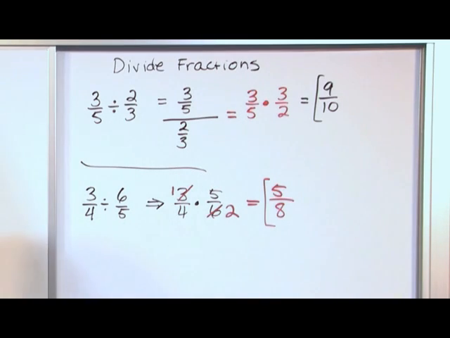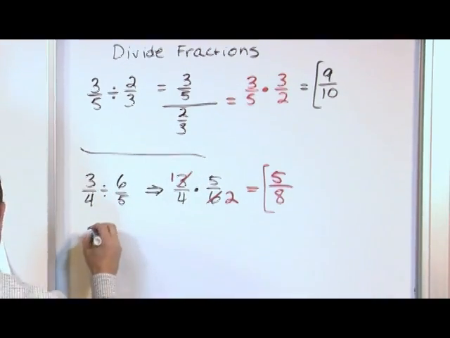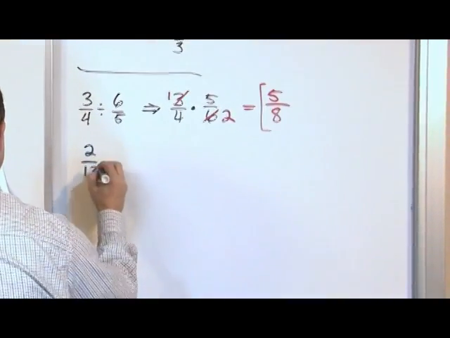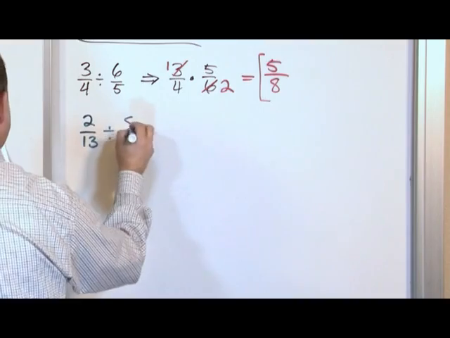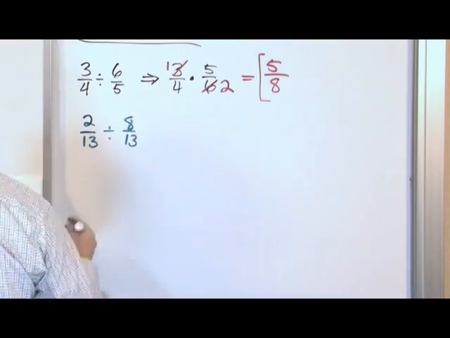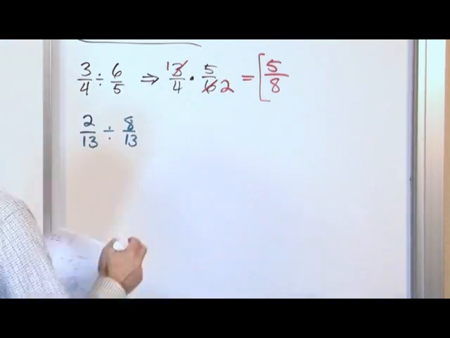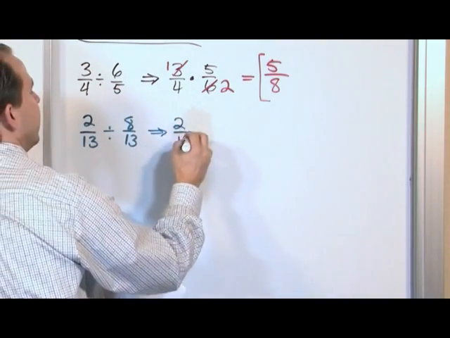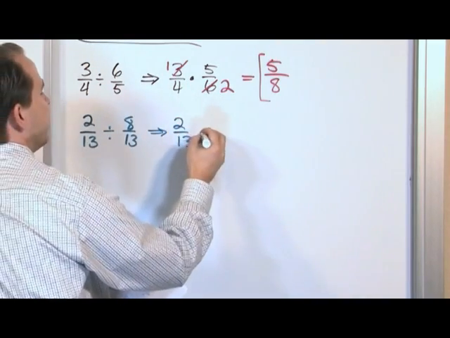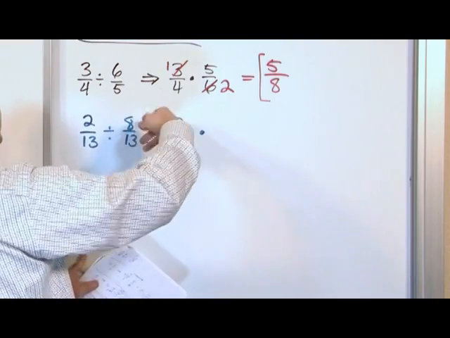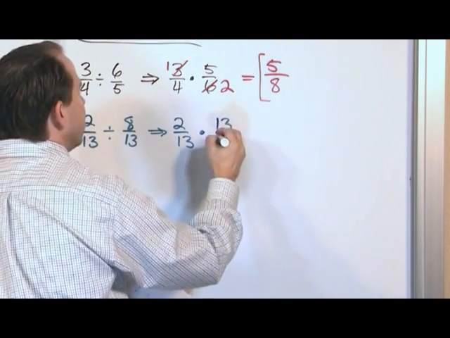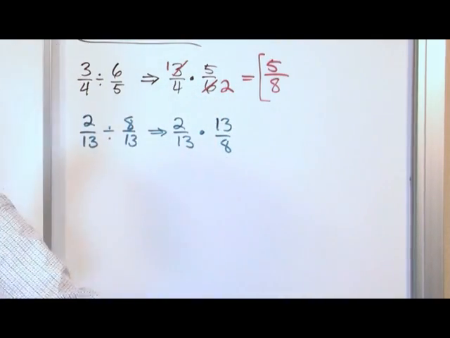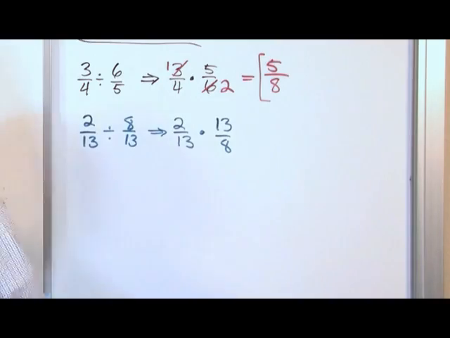Okay, next problem, change colors a little bit here. Let's say I have 2/13 divided by 8/13. Okay, so let's change it into our multiplication. First fraction stays the same, 2/13. Change this to a multiplication symbol. Take the second fraction, flip it over. 13/8. And then I should immediately start looking to see if I can pre-simplify.